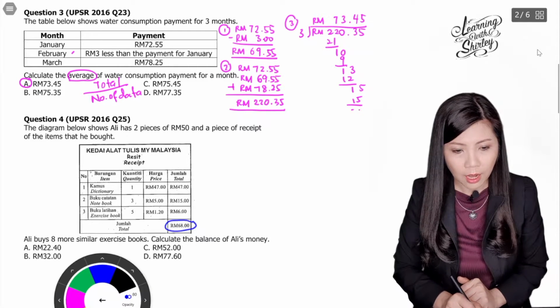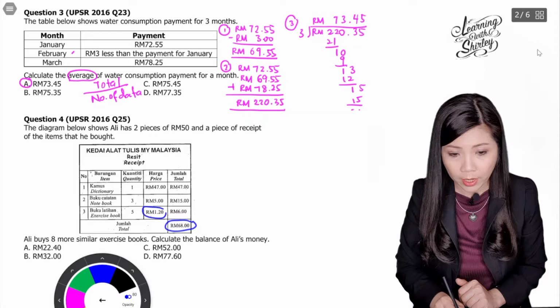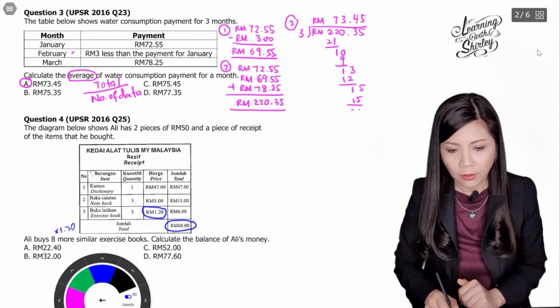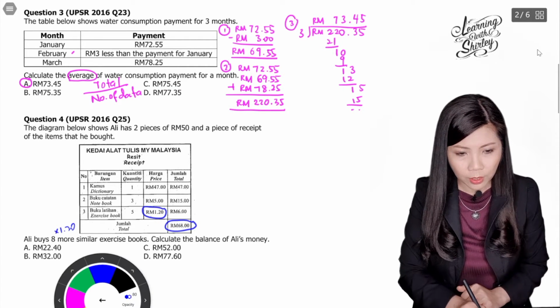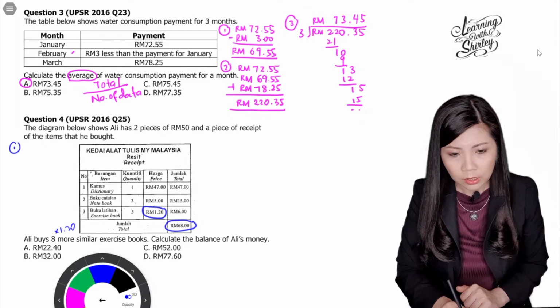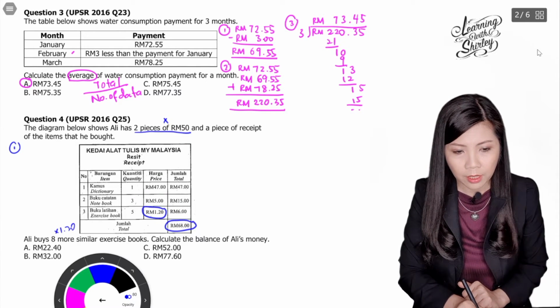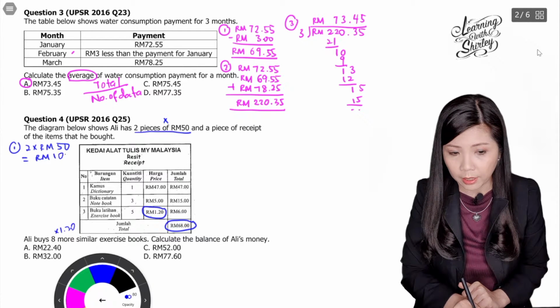Okay, let's read on. Ali buys 8 more similar exercise books. Each exercise book is 1 ringgit 20 cents, later I'm going to do times with the 8. Calculate the balance of Ali's money. The first step to solve this question is to find how much money Ali has. 2 pieces of 50 ringgit, which means I'm going to times. So 2 times 50 ringgit, it means that Ali has 100 ringgit.